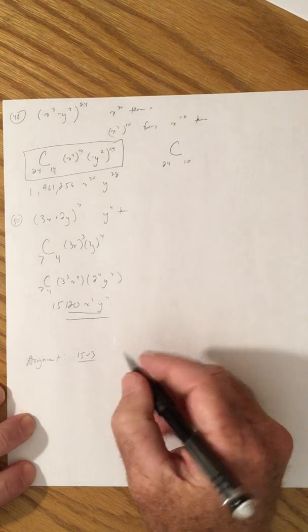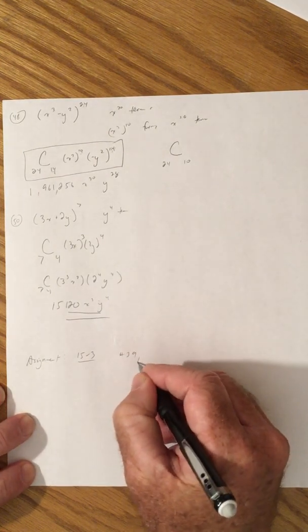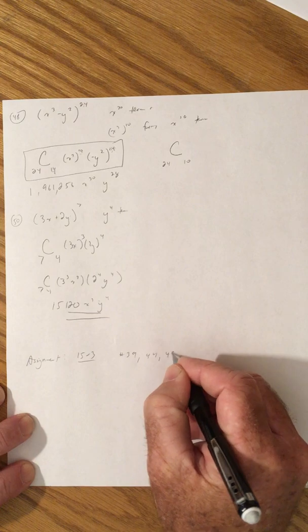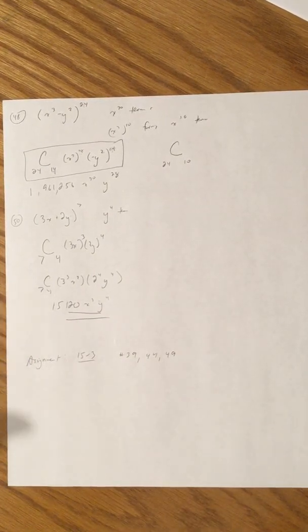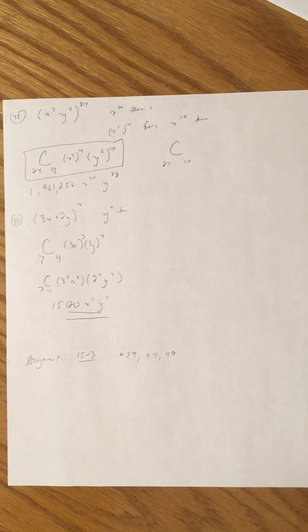All right, you do numbers 39, 47, and 49. Okay, and that's one of each type of example that we just went through. And pay attention to your negative signs and everything.